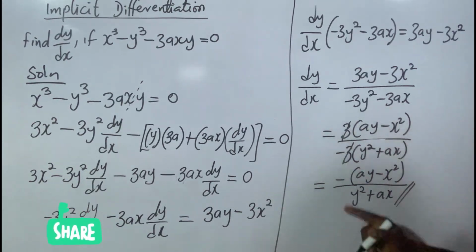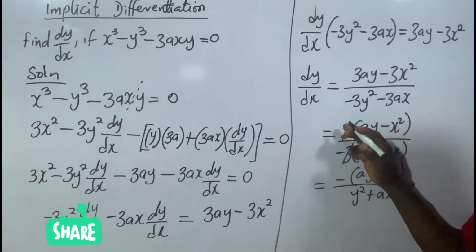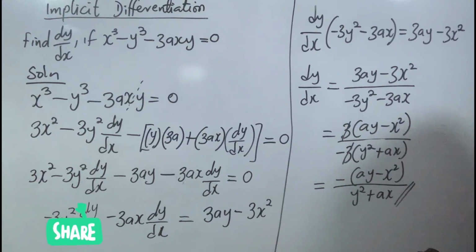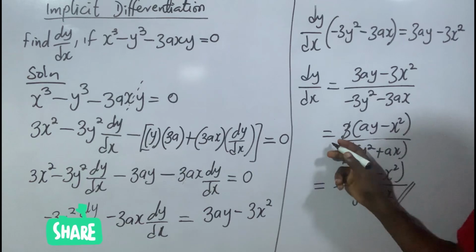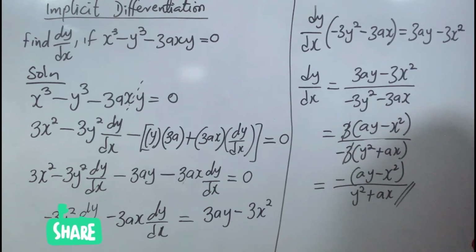So in case you are wondering why I took this minus sign up, it's always ideal to leave the negative sign at the numerator in a situation like this. Or just put it on the same line as the fraction line. So this is our final answer for this implicit differentiation.